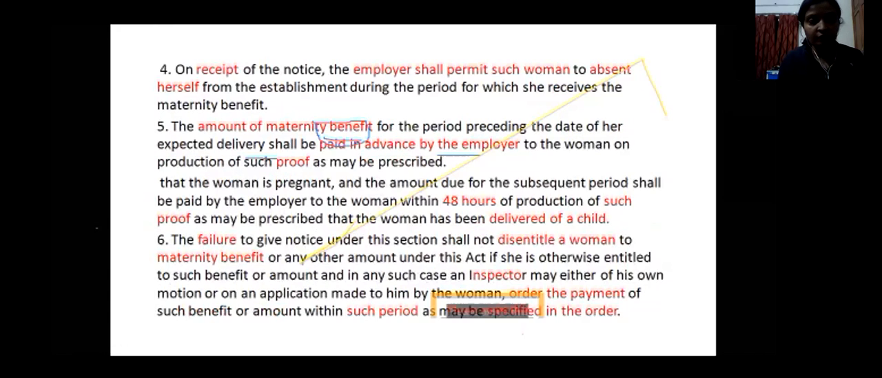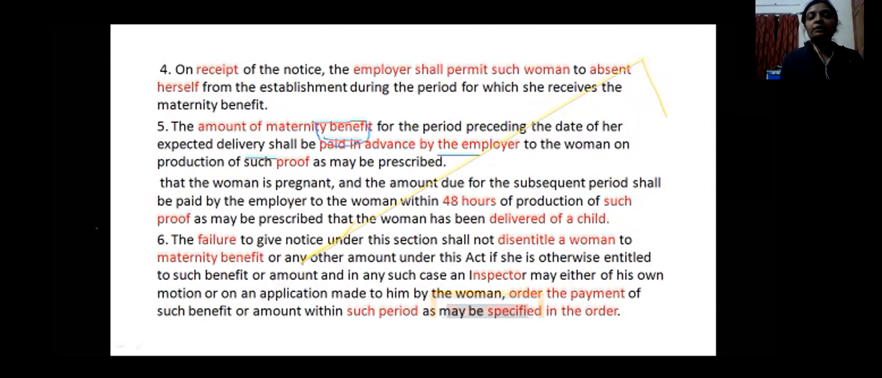Within 48 hours, right? So here you have to remember: employer ने जैसे ही notice को receive किया, receive करने के बाद वो क्या करेगा? उसको permit करेगा. किसको permit करेगा? Woman को. For what? For absenting herself from the work. ठीक है, and secondly employer क्या करेगा? He will pay the amount in advance, and thirdly advance में pay करने के बाद जो भी remaining amount है, he has to pay within 48 hours. ठीक है, वो proof पेश करने के बाद within 48 hours employer has to pay the amount.